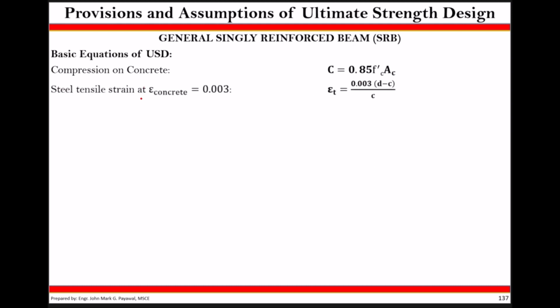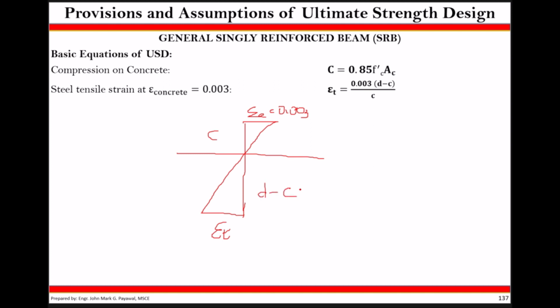Also, for steel strain or for steel tensile strain, the area your concrete is assumed to crash at 0.003. Therefore, ET can be computed with this value, 0.003 times D minus C over C. How did we come up with that one? If this is my strain, which is proportional, I'll term this as ET. This is my EC, which is equal to a value of 0.003. And then remembering that the depth to neutral axis from compression fiber is C, the remaining would be D minus C. Applying the strain compatibility or ratio and proportion, we can arrive with or derive this formula.